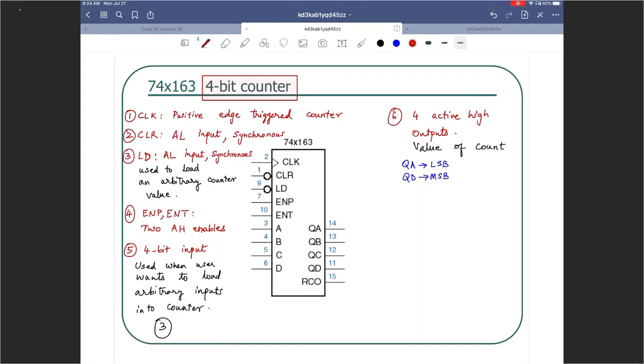But we could also do other interesting things with it. We'll take a look at that later. Now let's take a look at the last output over here, which is 7, which is the ripple carry output.